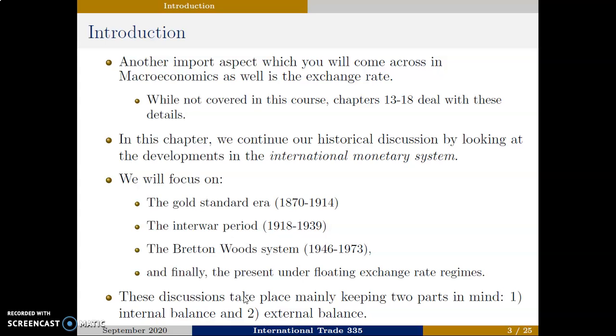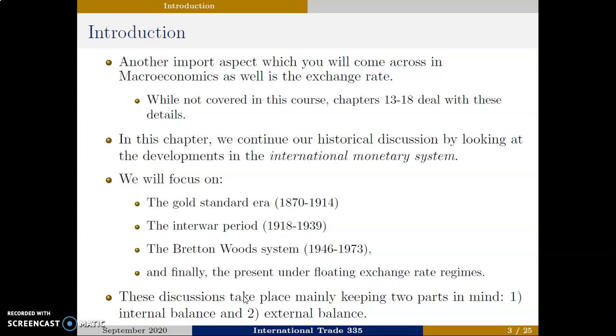This chapter covers four eras in the international monetary system development. The gold standard era that ranged from the late 19th century until the 1930s. We will also look at the period between the two world wars, referred to as the interwar period, in which the gold standard disintegrated while some countries returned to the gold standard. The Bretton Woods system followed that after the Second World War and reigned until 1973, and this was followed by the current regime of floating exchange rates.